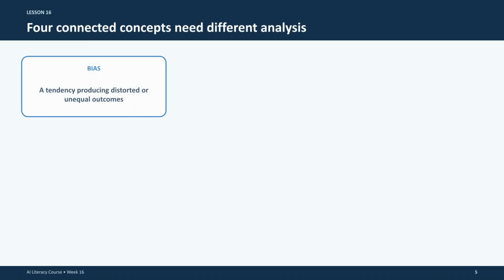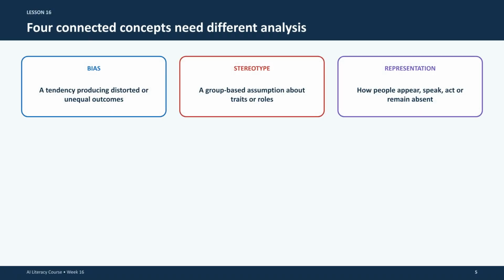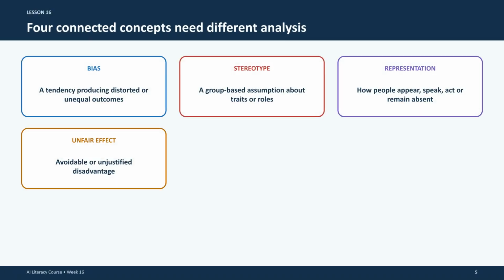We need to analyze bias, stereotypes, representation, and unfair effects as distinct but connected concepts. Bias is a trend, stereotypes are group-based assumptions, and representation covers how people appear. Always describe the evidence before naming your conclusion.